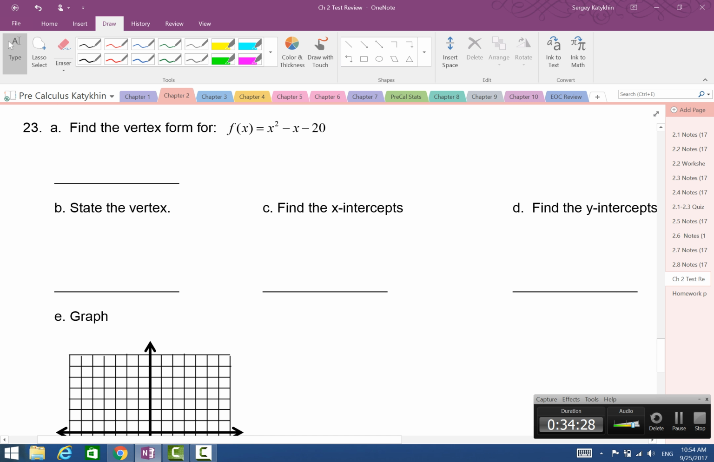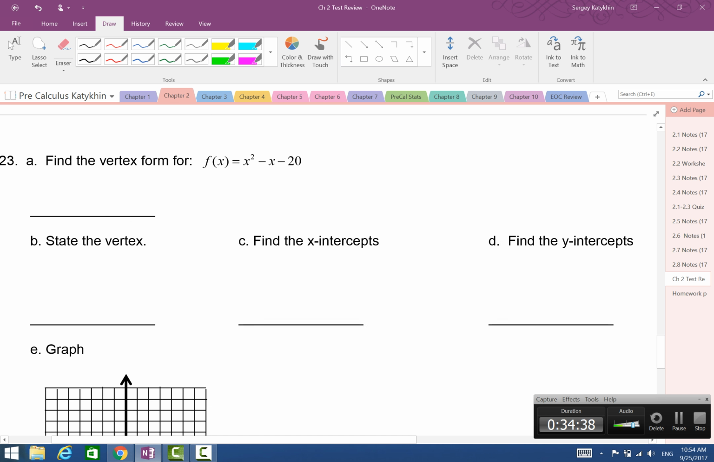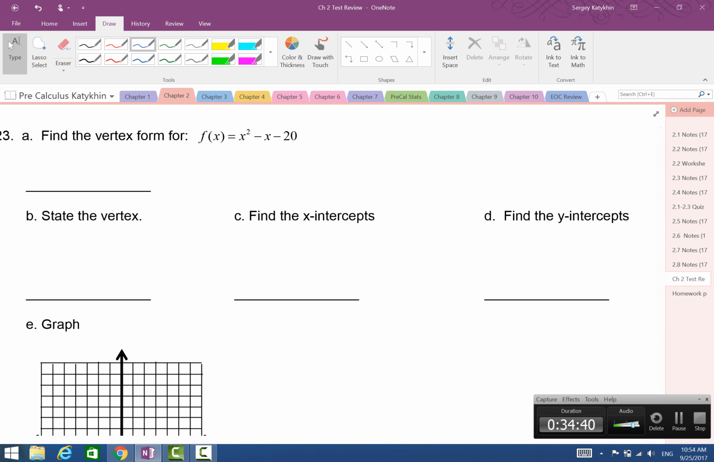Finding the vertex form. Remember, here we have to complete the square. So to do that, we have to follow the steps we did when we're completing the square in chapter 1. So let's go ahead and start there. So we're going to begin with making this x squared minus x. Remember, bring the 20 to the other side, so now it's actually positive 20.